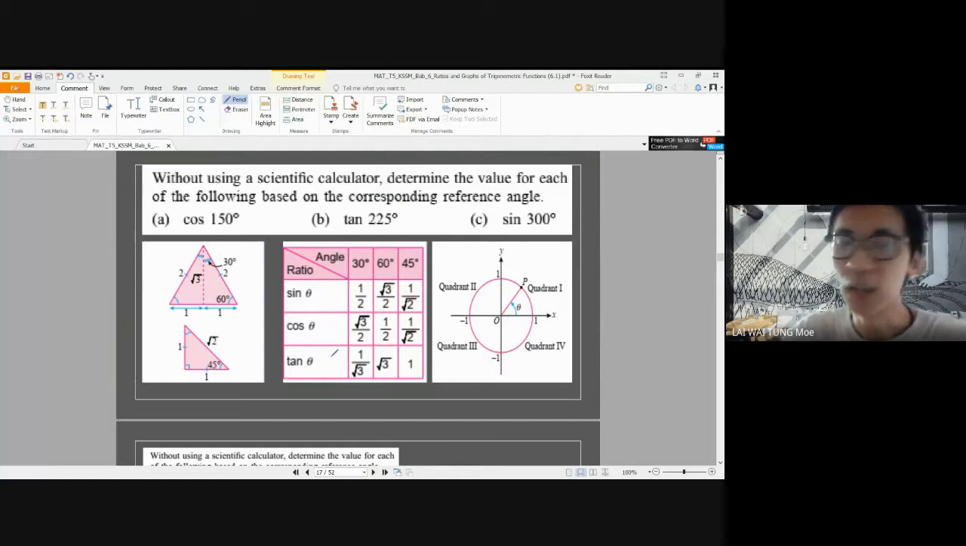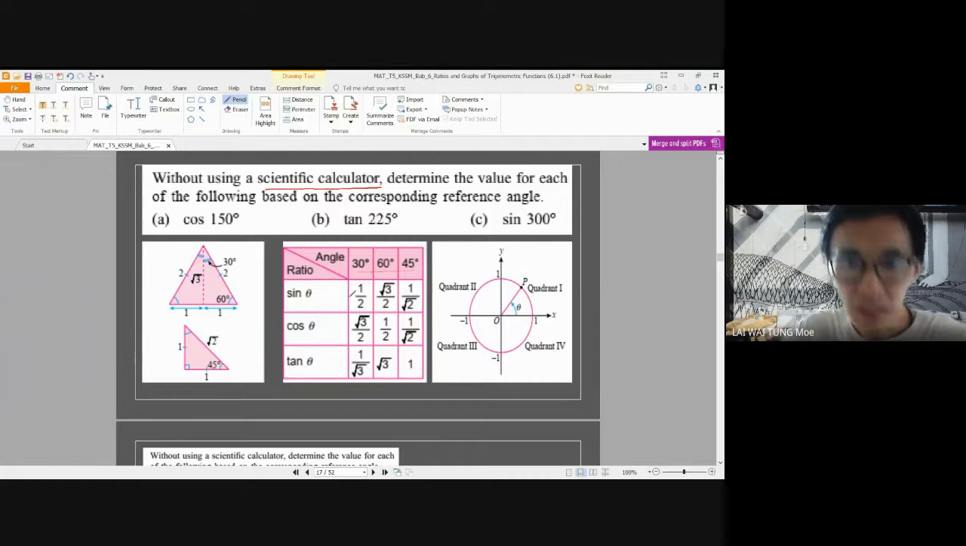Sometimes the question will ask you to find the value of the angle without using the calculator. So you need to know these special angles. In this case, it's 30, 60, and 45. You need to know sin 30, sin 60, sin 45, and so forth. You need to know all these values, okay?